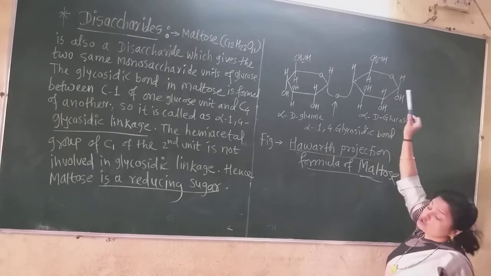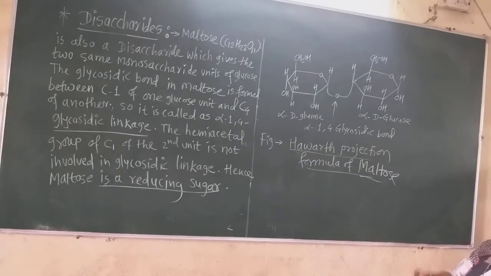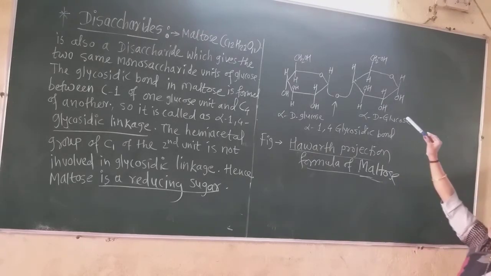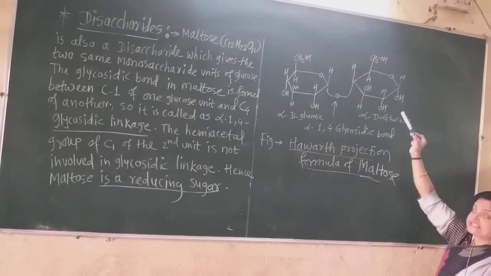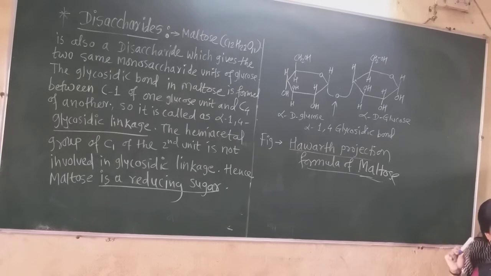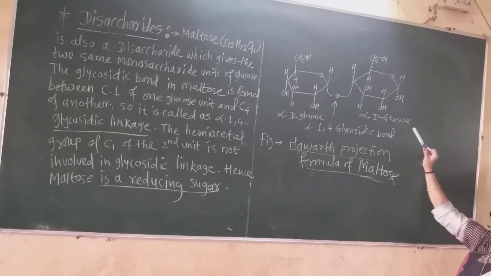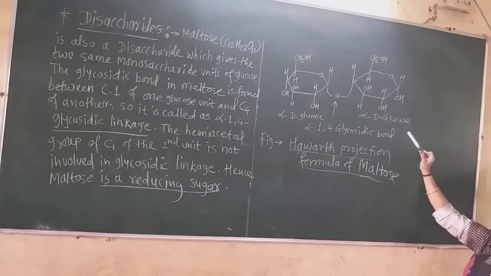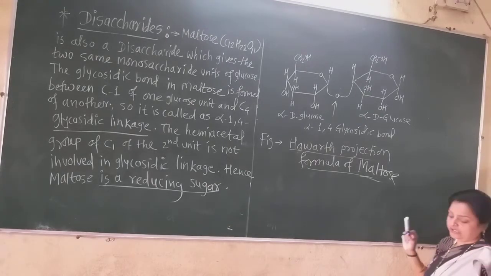Here also there is no glycosidic bond. This is also free. The C1 of the second alpha-D-glucose is free. That is, the aldehyde group is free. So there is an aldehyde group in the second molecule at the C1 carbon atom. So that is a reducing sugar.